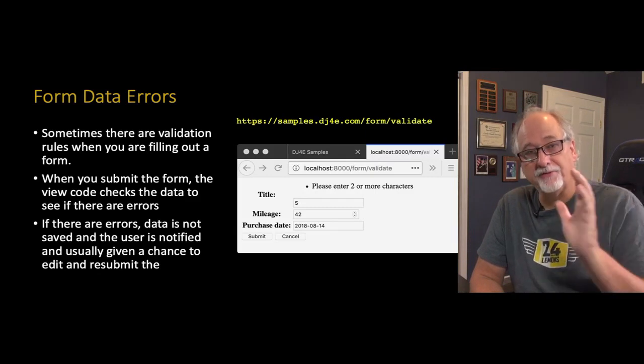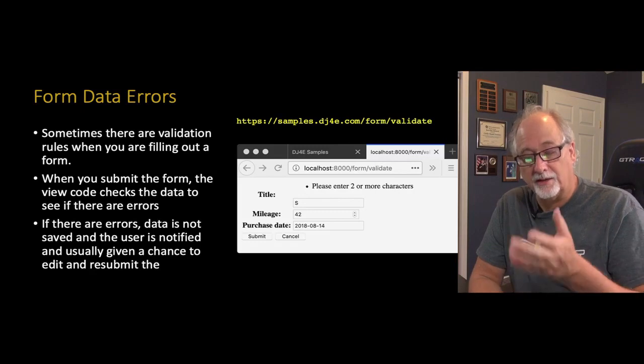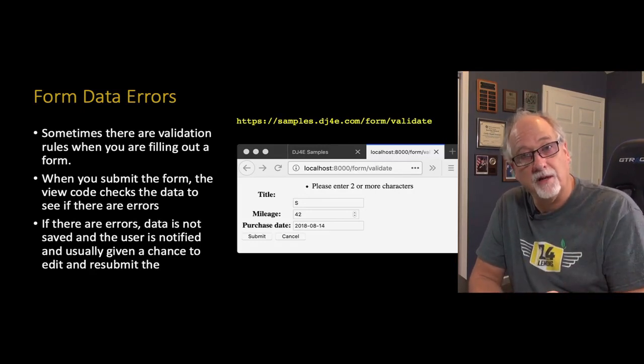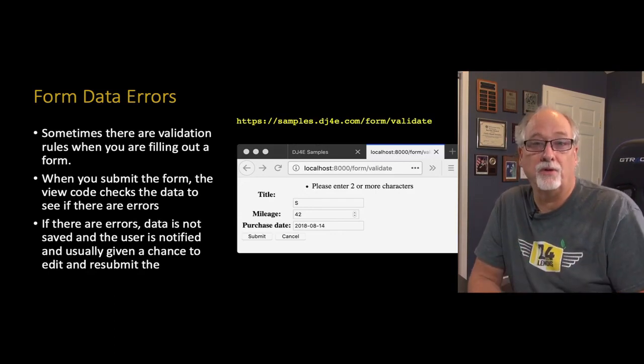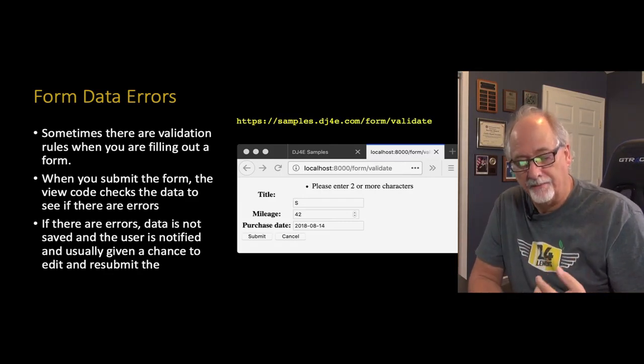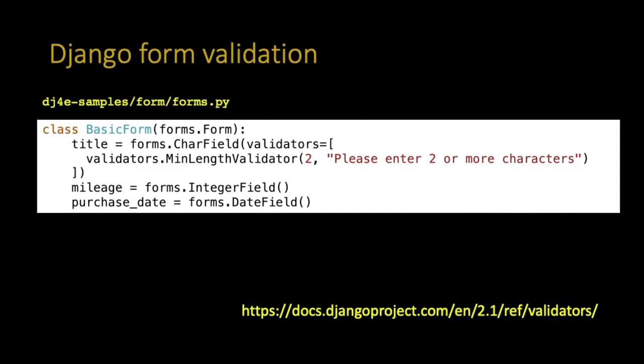So you type some stuff in, you make a mistake, like in this case, the title was only 1 letter. I hit the submit button, and now what I want to see is a thing that tells me what the errors are and gives me a chance to fix it, including putting the old data that I just posted, right? So it gives me my post data back. And then I get a chance to resubmit.